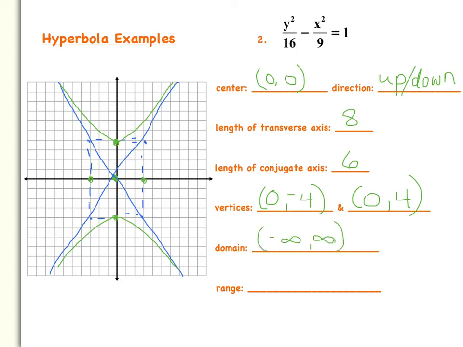Now for the range. As you can see, we start down here at negative infinity. We work our way up to (0, -4). And then it's like we skip over and we start back again at positive 4 and go upward towards infinity. So our range is from negative infinity to negative 4, and then we'll put our union symbol, and from positive 4 on to infinity. Now let's look at our third and final example.